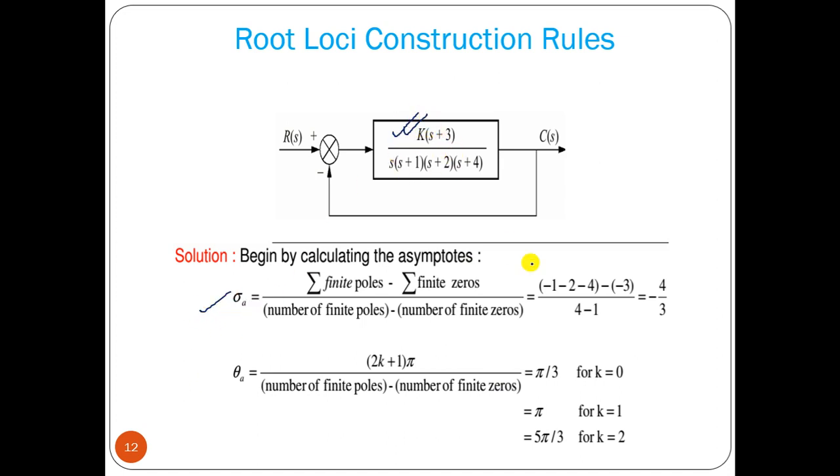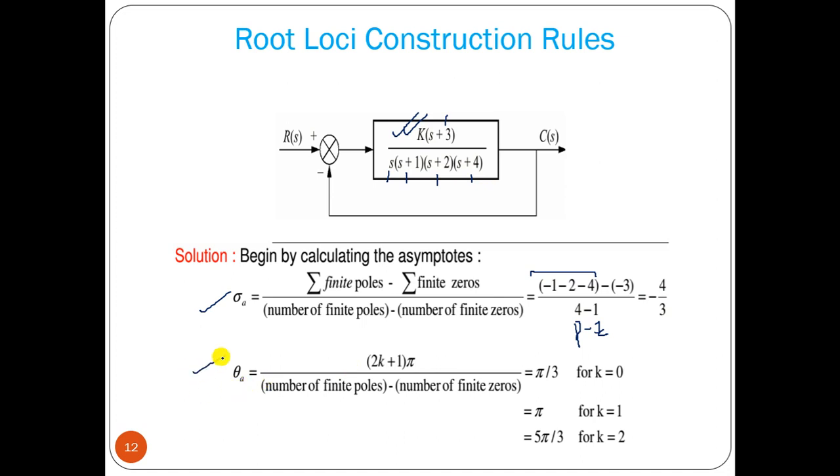Centroid is the summation of the open loop pole values. So the pole values here are 0, then minus 1, minus 2, minus 4, summation of that, minus the zero value, zero at minus 3. So divided by p minus z, the number of finite poles. Here we have 1, 2, 3, 4 poles and 1 zero, so it is minus 4 by 3.